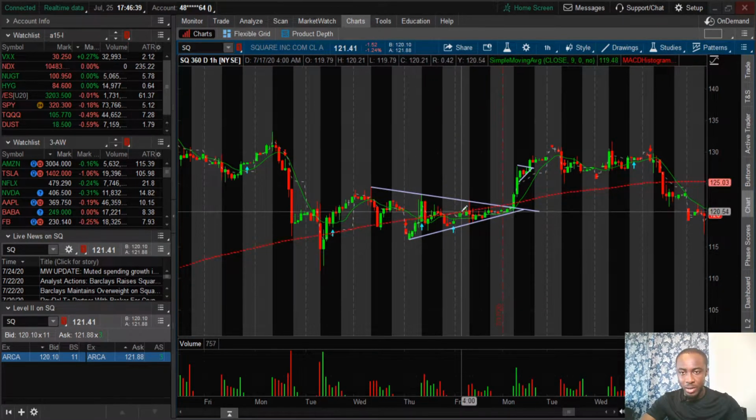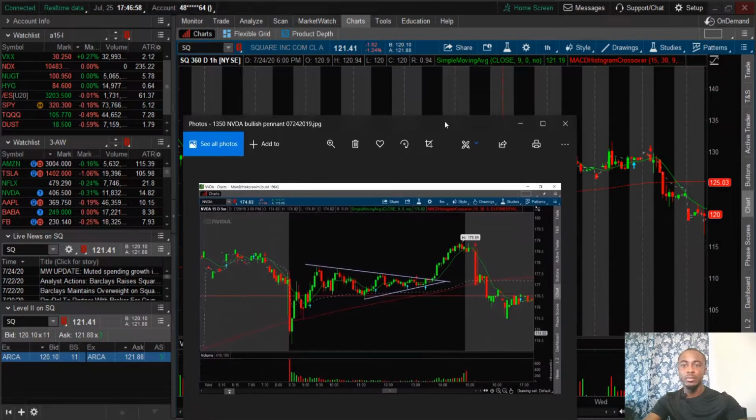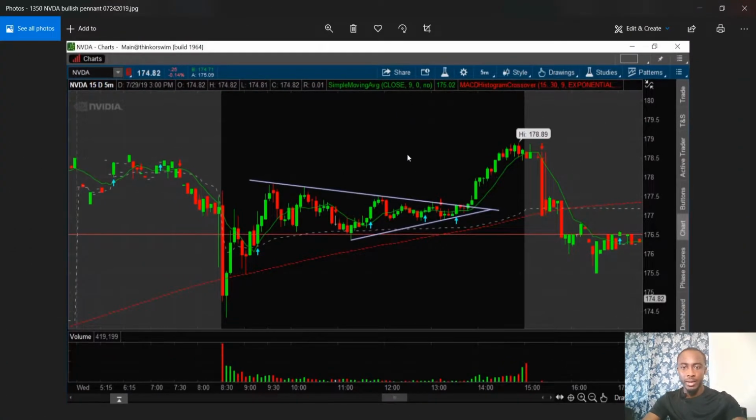This is the pattern, and this pattern is equivalent to a previous trade that I took on NVIDIA in July 24, 2019. Let me bring that up real quick. The pattern is right here. Let me blow that up for y'all, and then we're gonna make a good comparison of this.